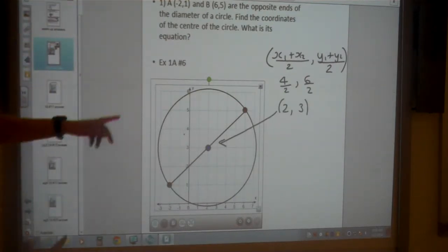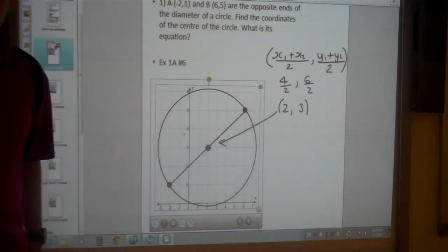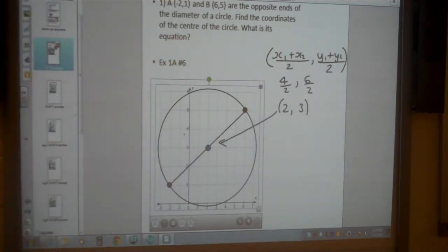Now also this question says, what is the equation of the circle? And we're actually going to leave that now because that's not part of Algebra 2 anymore, and we'll come back to that when we actually get onto AICE 2. I believe it's chapter 10 or chapter 11.